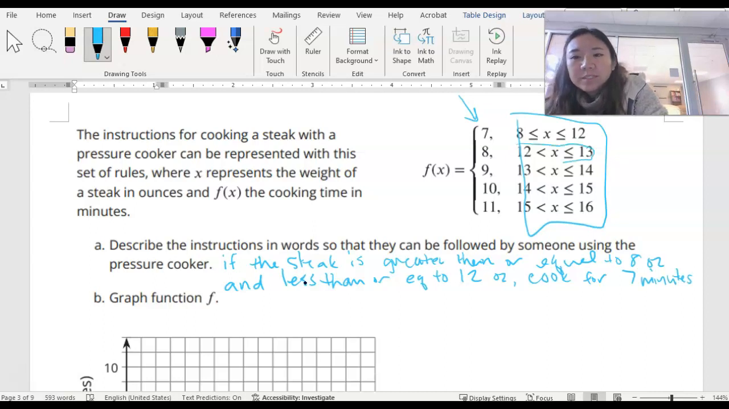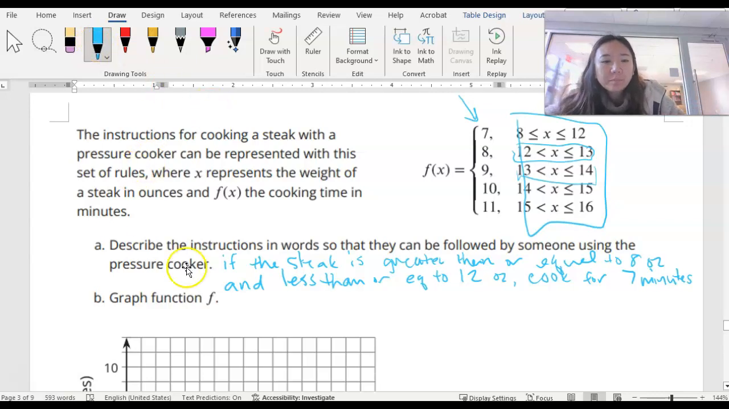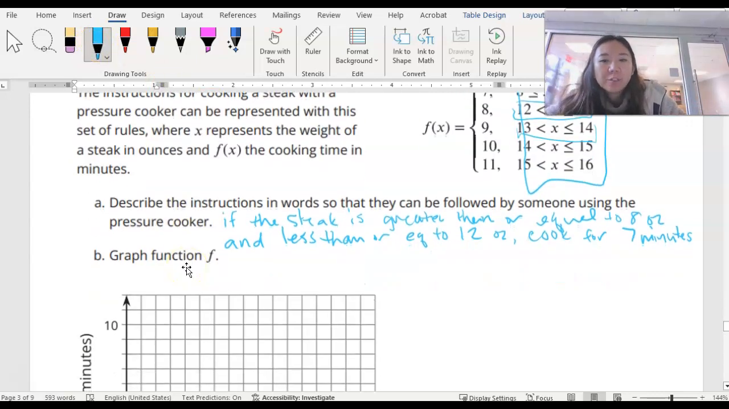Then notice the rest of these are going up by 1-minute increments. So every minute that is added, then what do we do for our time? Or not every minute, every ounce that is added, what do we do for adding time here? Okay, now it says graph function f.